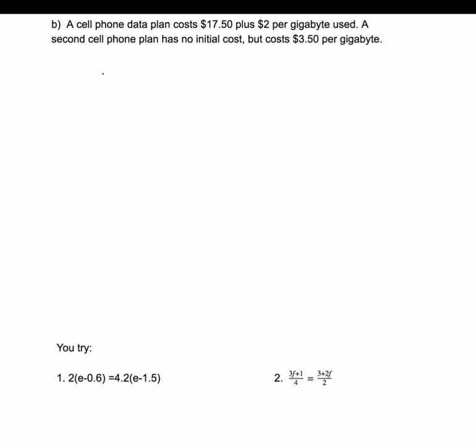So a cell phone data plan costs $17.50 plus $2 per gigabyte used. A second cell phone plan has no initial cost but costs $3.50 per gigabyte. Now, on the math test, what I had you do with this question was start somewhere and then sketch a graph, and then the second equation was graphed like this, and we were looking for this position right here, and then from there you could tell me how many megabytes you would use before it costs the same.